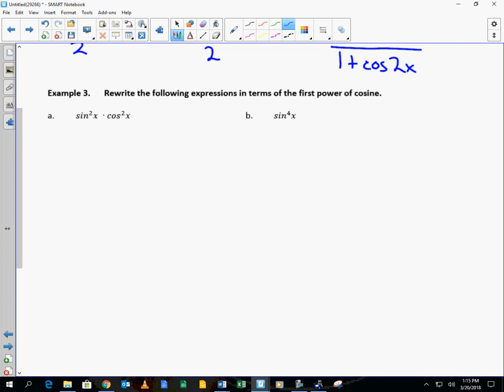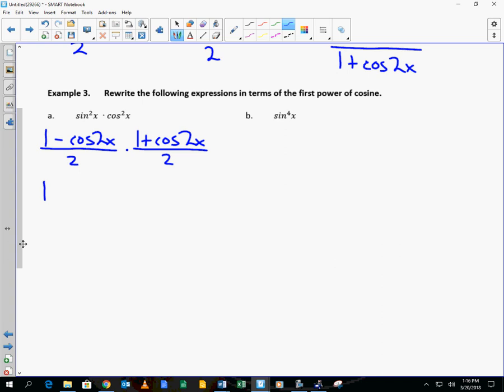So I'm going to rewrite sine squared as 1 minus cosine of 2x over 2 times 1 plus cosine of 2x over 2. What's that, Gracie? They are conjugates, and conjugates are great because the middles will go away. You'll see as we work it out.